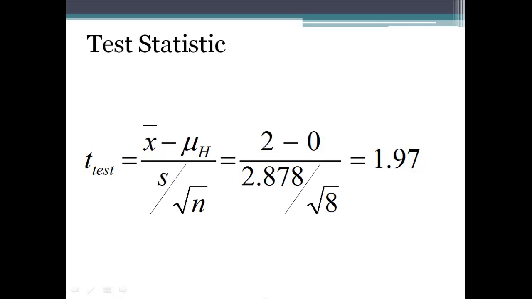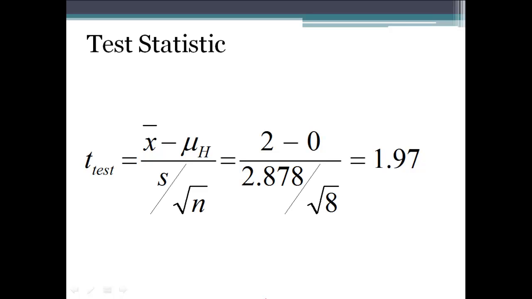Our test statistic is equal to the sample mean, that's 2, minus the hypothesized mean, which is 0, divided by the standard error, which is the standard deviation divided by the square root of n. Notice that once we have the differences in the calculation of the statistics in our hypothesis, this is exactly the same problem as the one sample t-test.